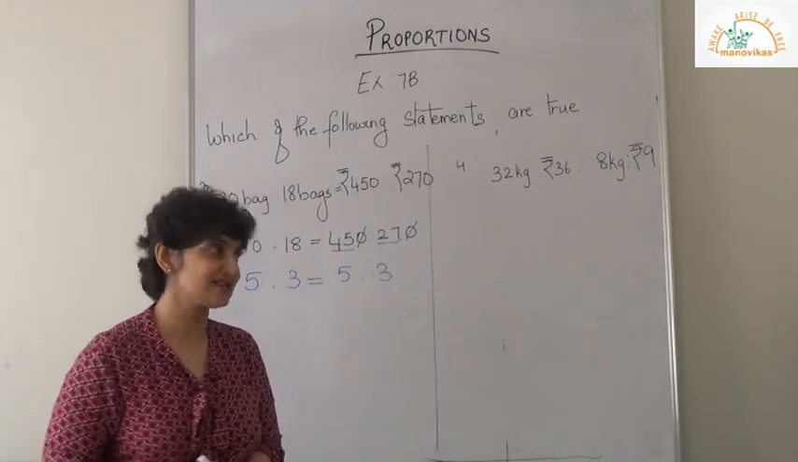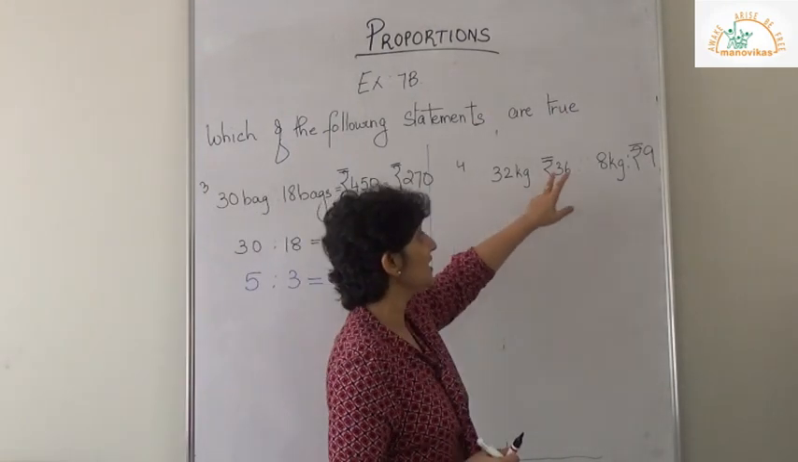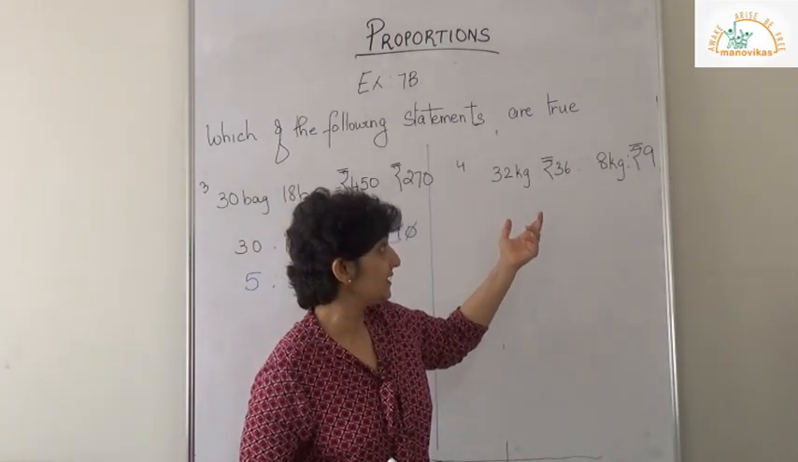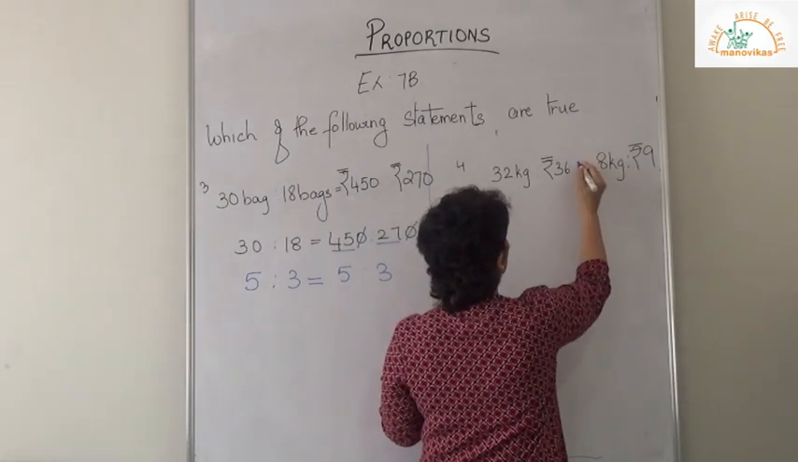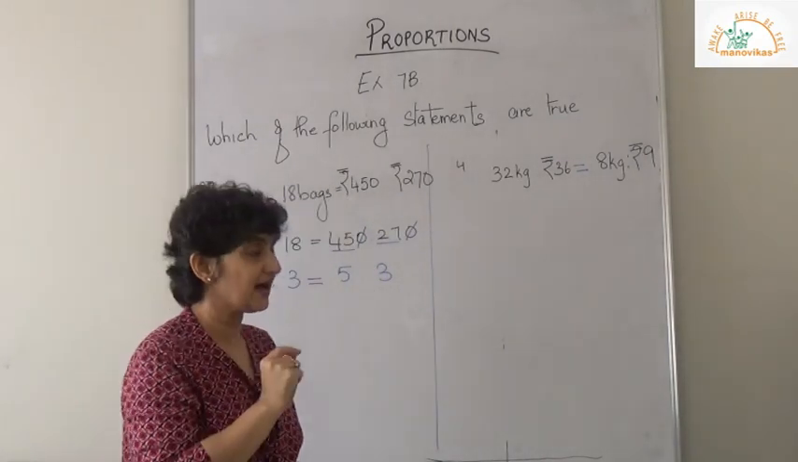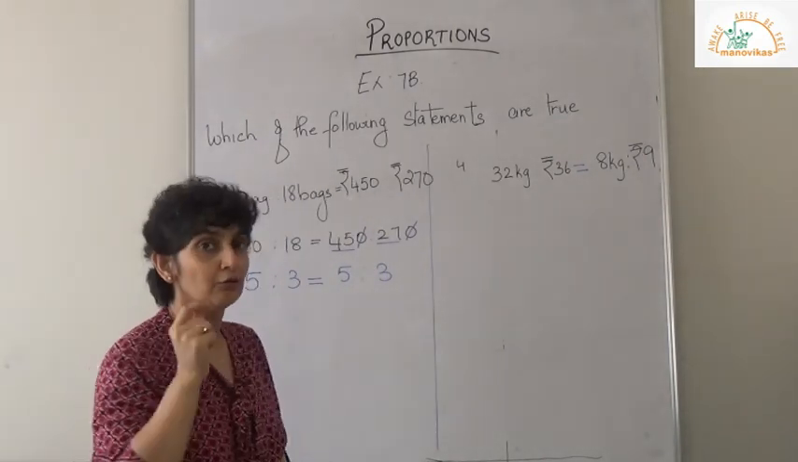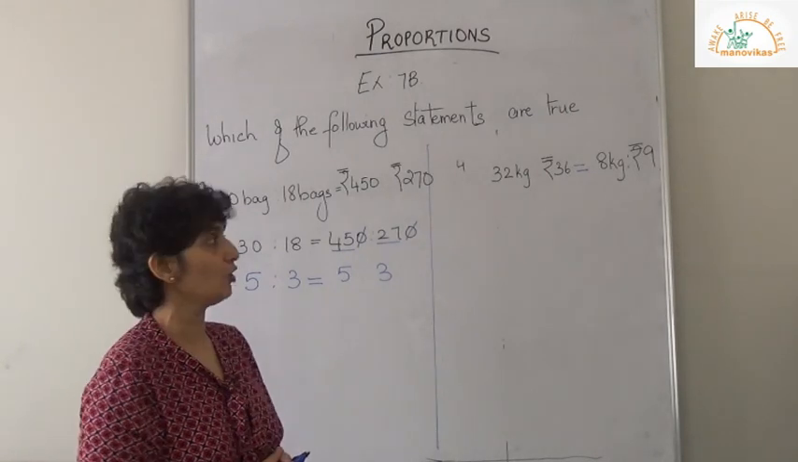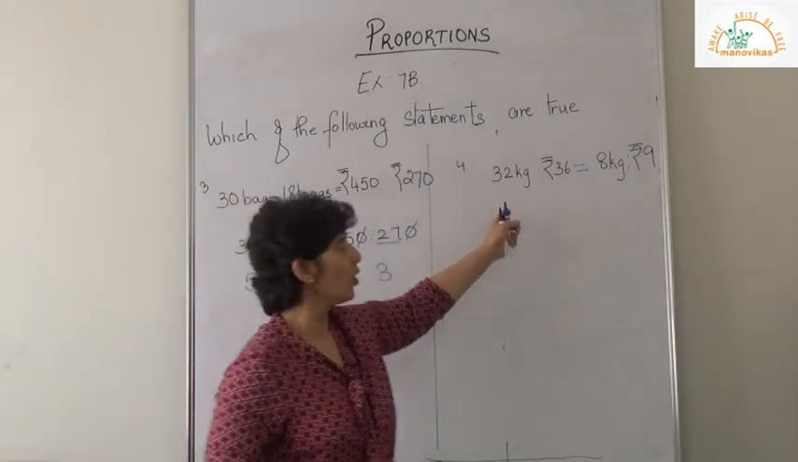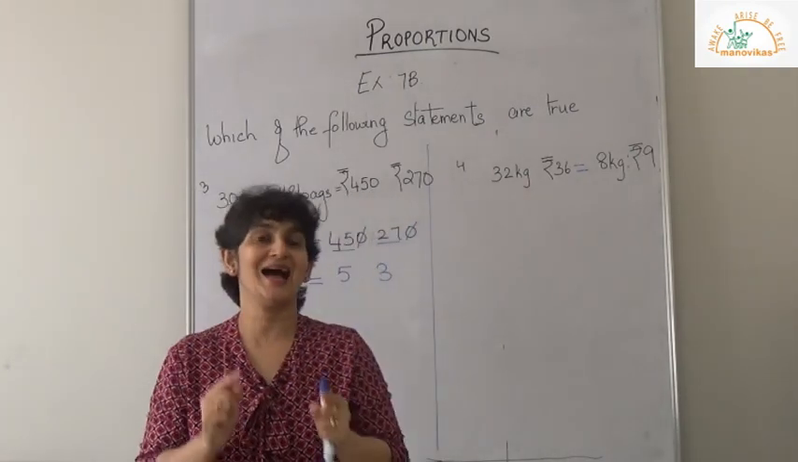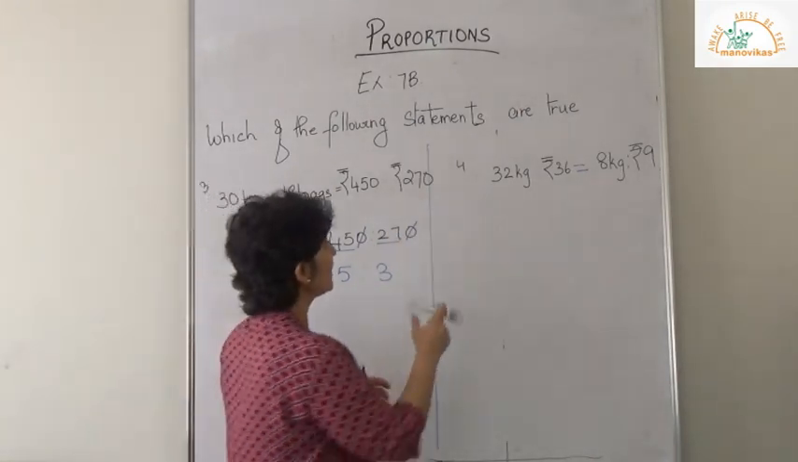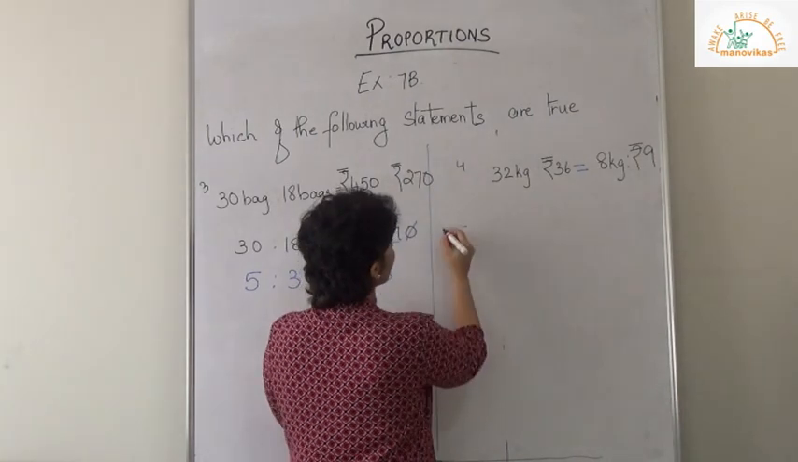Let's move on to your next question. I have 32 kg is to rupees 36 and it should be equal to, let's put the equal to sign here, 8 kgs is to rupees 9. Can I solve this? No. Why do you think you cannot do this? Yes, the reason is both these do not have the same unit. So that means this statement is not true.